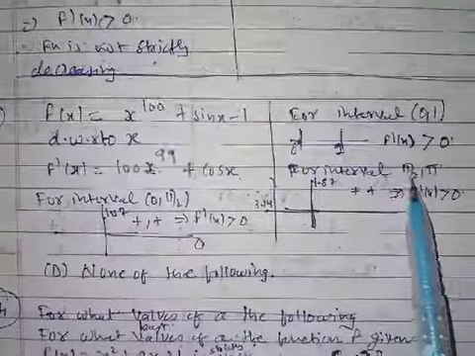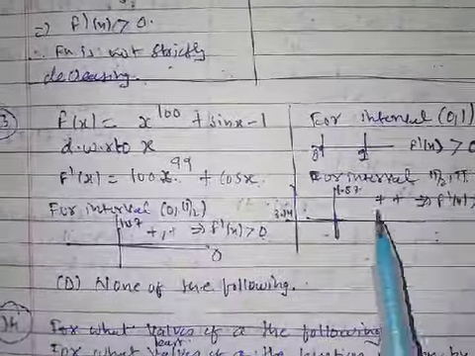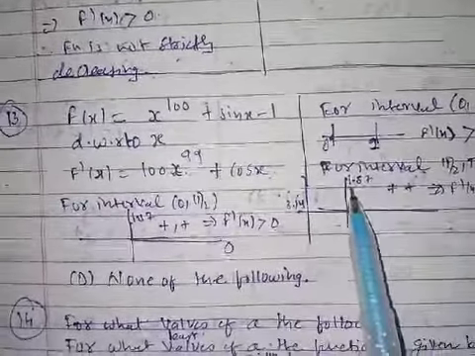Now in the interval pi by 2 to pi, we have to check here. Pi by 2 value means 1.57.